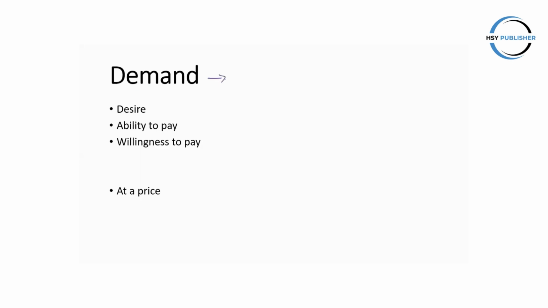When we talk about demand, we refer to demand for a product. The demand for a product is something that we can define by considering desire, which is backed by ability to pay and willingness to pay. So what are these three aspects? Desire, ability to pay, and willingness to pay. Let's analyze these here.